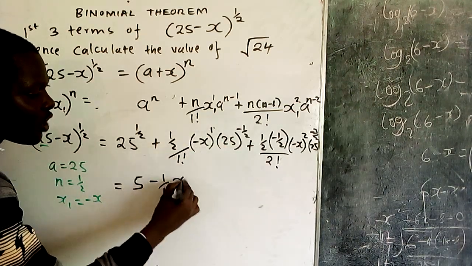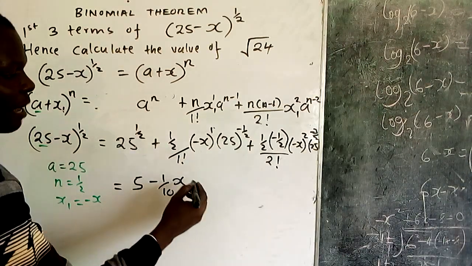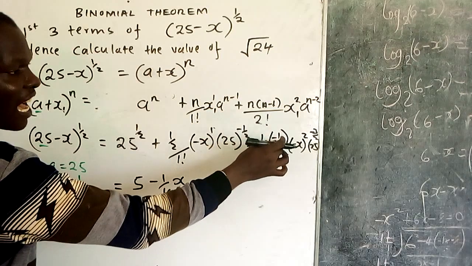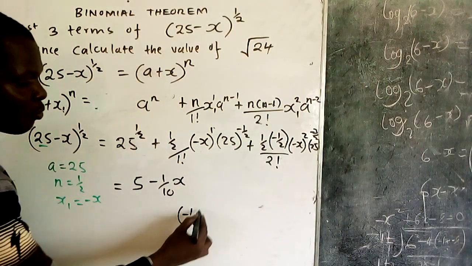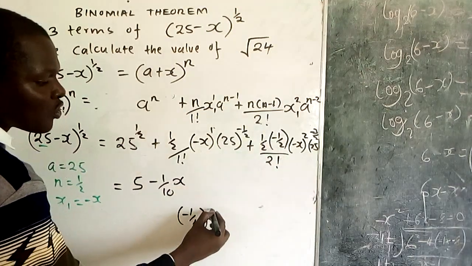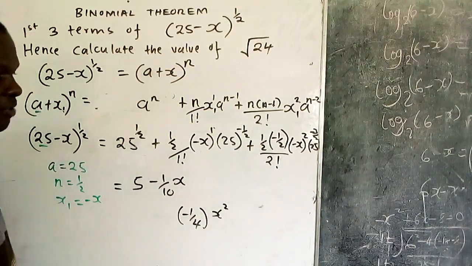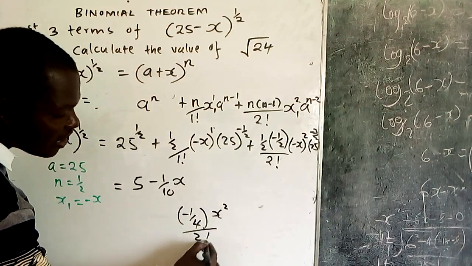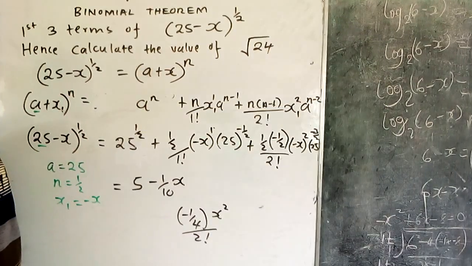So you get there negative 1 over 10. Then your x is also raised to power 1. You've simplified the whole of that, isn't it? Move to the next term before you put the sign. It is a half times negative a half is negative 1 over 4, isn't it? Then you move again. Negative squared is positive, isn't it? Then x squared is x squared. You simplify that. Then this one is over 2 factorial here, isn't it? Then there 25 raised to negative 3 over 2.